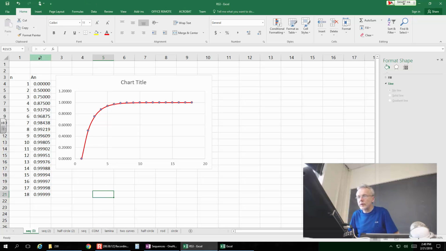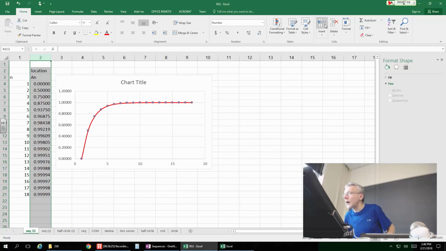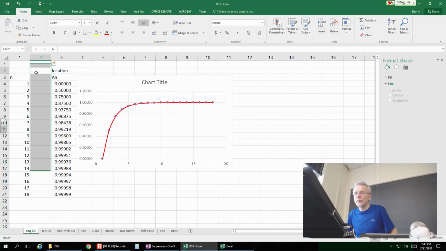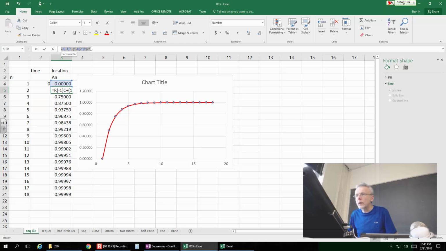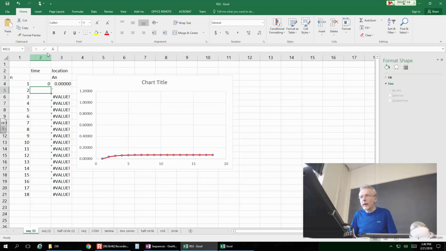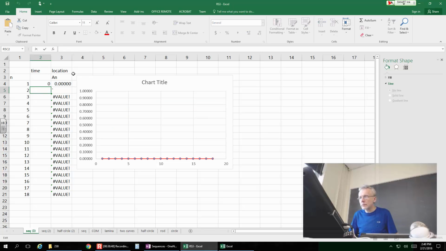So let me do it nonetheless. So this is my location. Once again, this is my location. Let me insert time here as an extra column. So this will be my time. How about I copy this? So I start with 0. Here I will take my formula, let's see, and I insert it here. What happened?